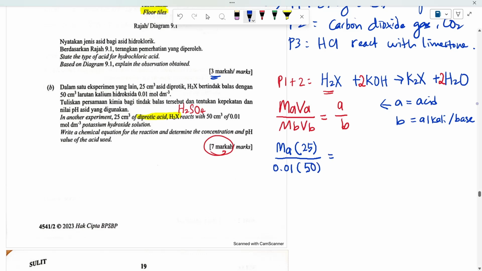Now this A and B refer to what? They refer to the mole for the acid and alkali. So acid is this one, it is 1. B refers to here, so it's 2. Is that okay? Now, can you try to find out what is MA, the concentration of the acid? So what is the MA?